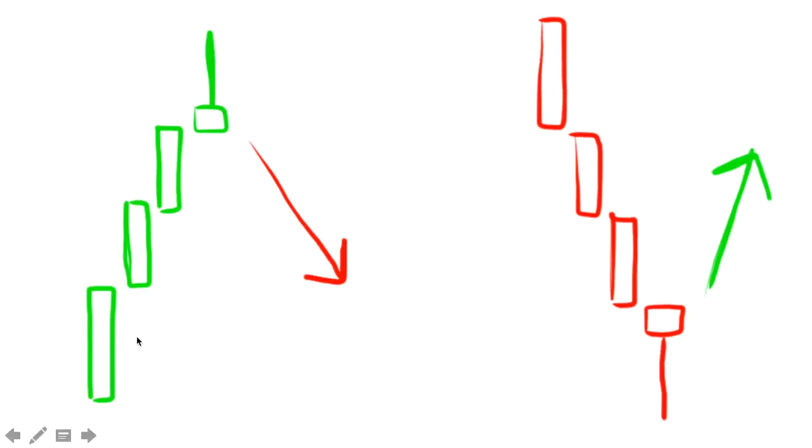But for the sake of teaching, if you saw a bullish run followed by a bullish pin candle, you could expect the market could reverse. And if you saw a bearish run followed by a bearish pin candle, you could expect the market to have a pullback or reverse as well.